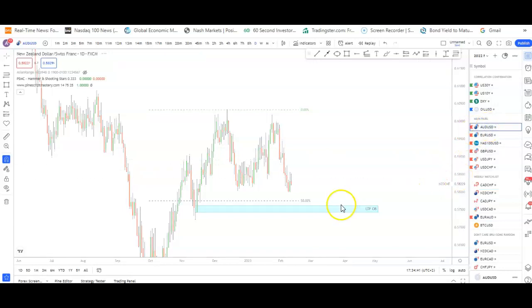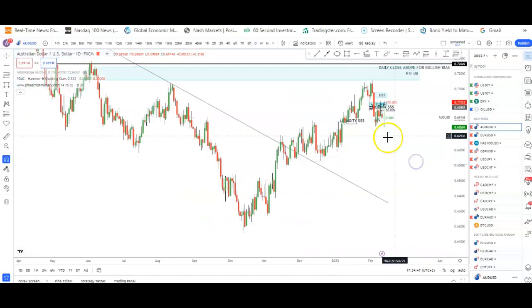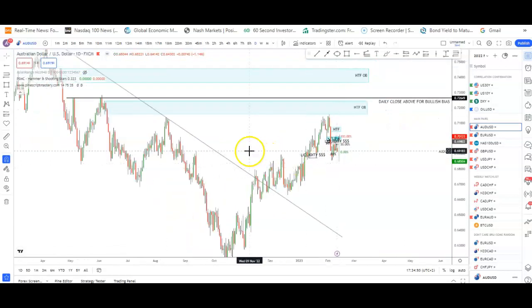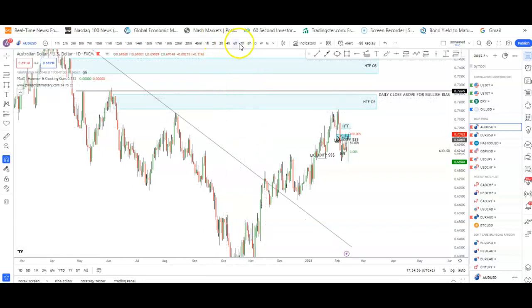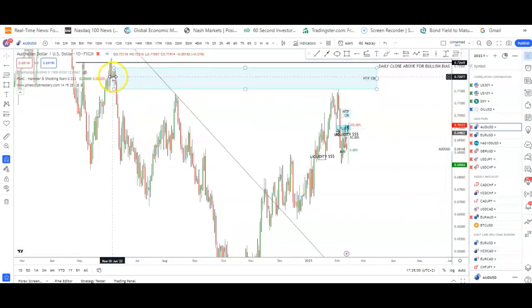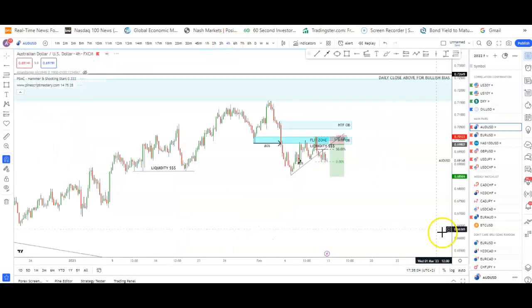AUDUSD, I'm going to go to the main pairs on the watch list that we trade usually. It does look a bit of a mess, but I did share this in the group, I think maybe 2 weeks ago. But let's look at this tap on this daily supply over here. Daily supply. And go to the 4 hour.